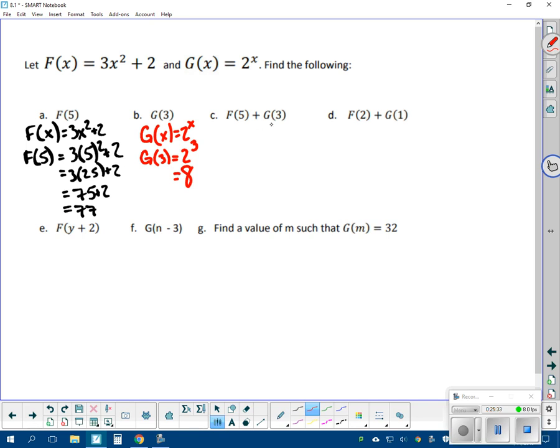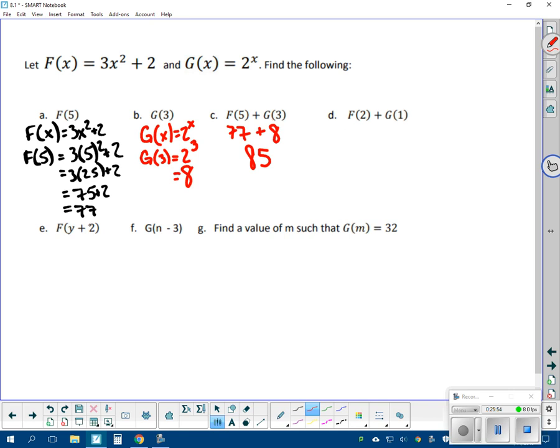F of 5 plus g of 3 means find f of 5, find g of 3, add them together. But look, we found f of 5. It was 77. Why do that work again? We found g of 3. It was 8. Don't do the work again. It's already there. 77 plus 8, 85. Okay?